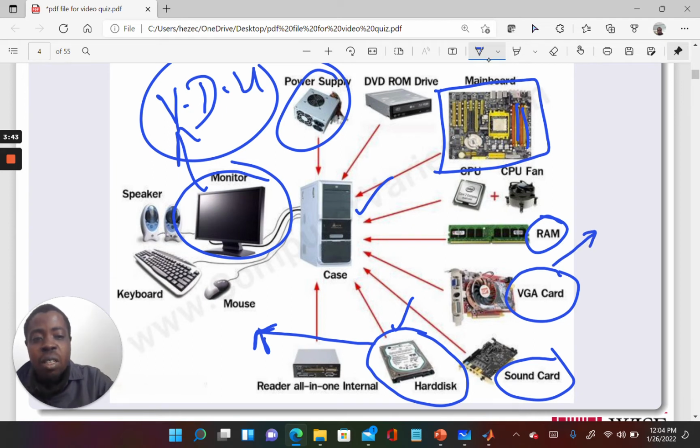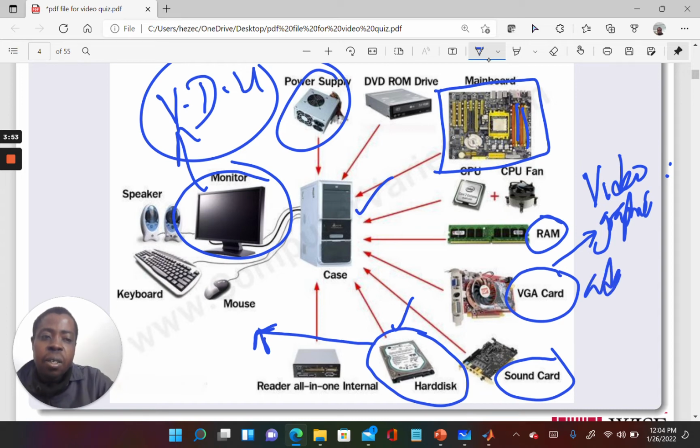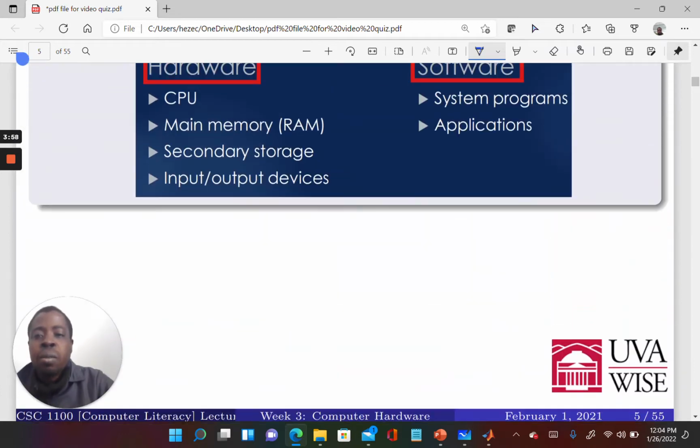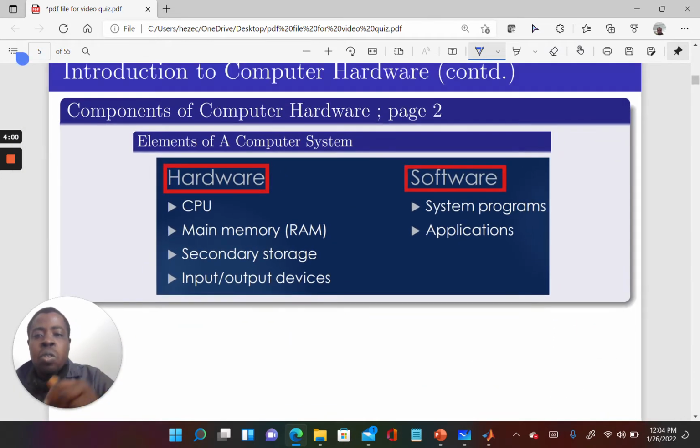VGA again means what? Video graphic adapter. So when you look at it, typically a computer system, you will see hardware and software. In the hardware, you have the central processing unit. You have the main memory.